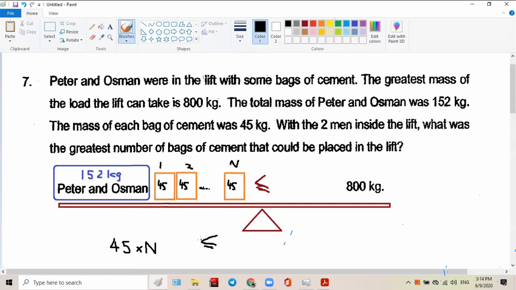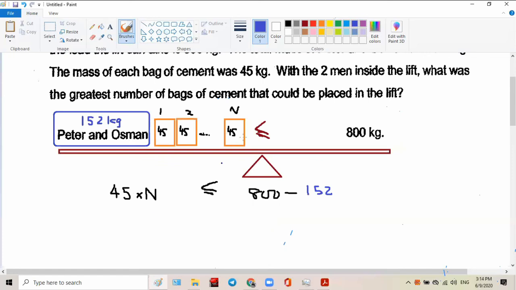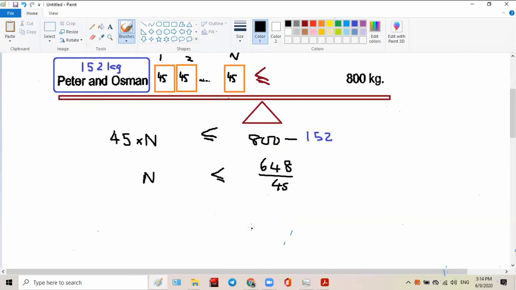Less than or equal means this one, the little sharp corner. 800 minus 152 is 648. Then n is less than or equal to 648 divided by 45. How much is that? 14.40. n cannot be 14.4, so n is just equal to 14. No?